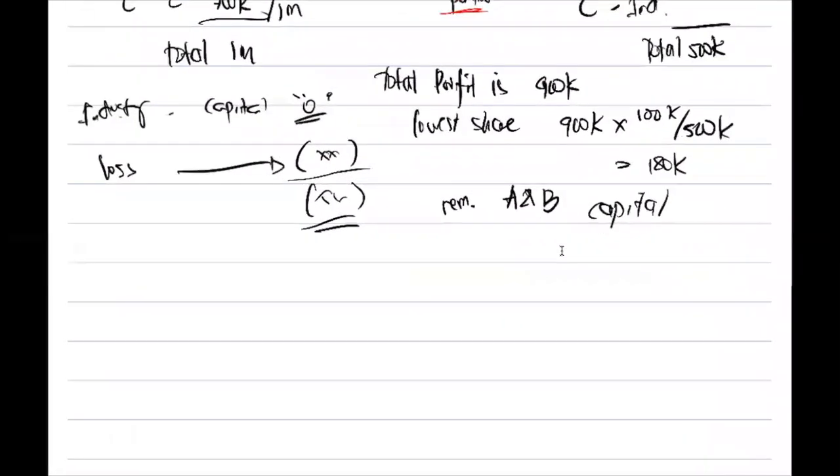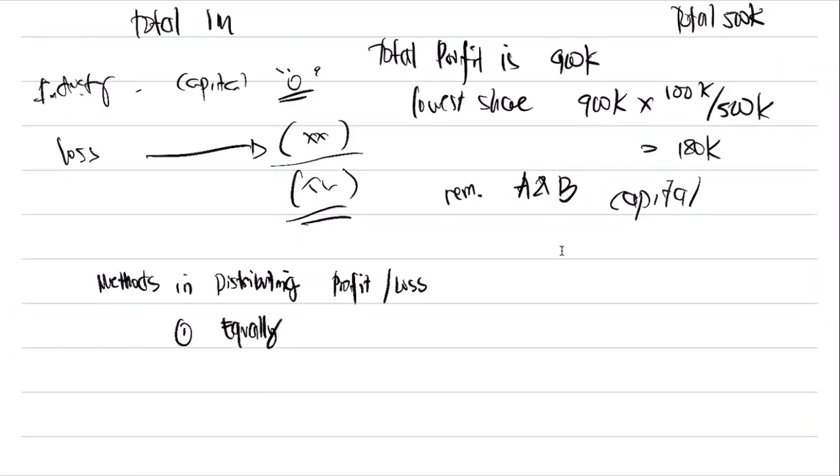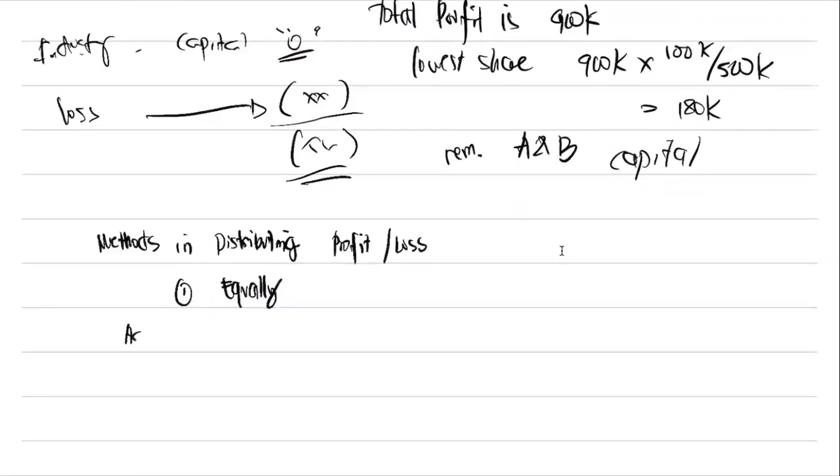So normally, these are the different methods in distributing profit or loss. So the first method is equally. So what if the problem provides that their agreement is equally? So for example, agreement is equally.